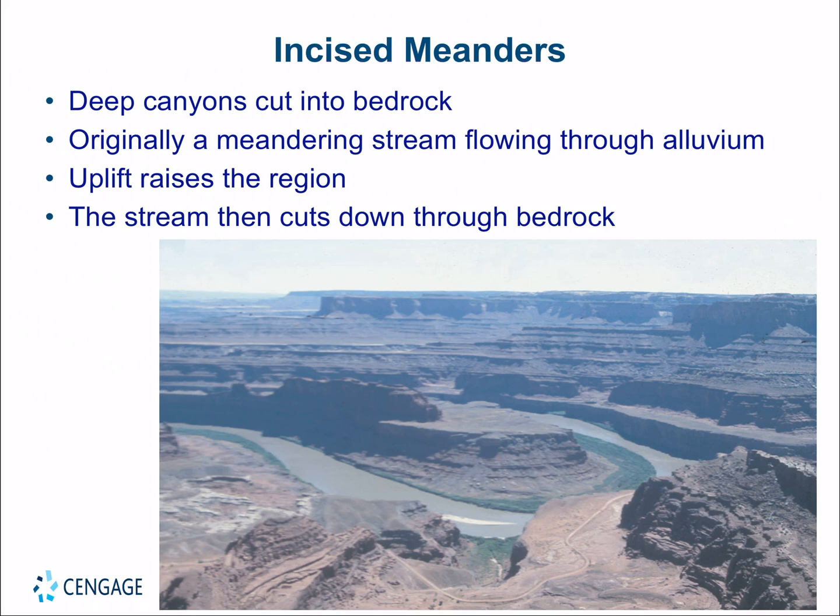You could also have what's known as an incised meander. That is when a deep canyon is cut into the bedrock and it meanders. So basically you started off with a meandering stream that flowed through that alluvium. You have uplift to raise the area, and then your stream cuts down through your bedrock and you get the incised meanders. You can see how this meander is very much down deep. It's cut down into the bedrock, and this is actually the Colorado River.